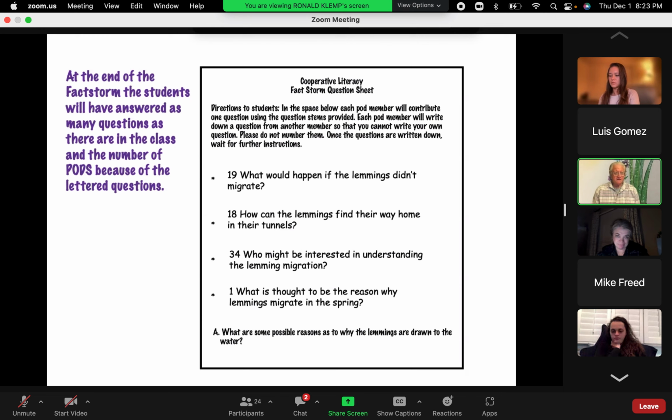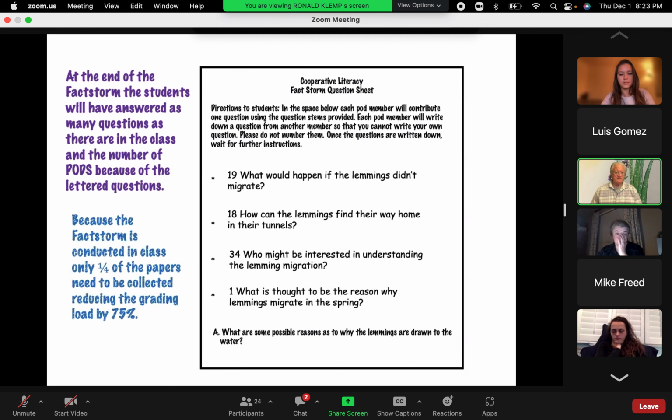The other thing is, because it's an in-class activity, not dependent on somebody taking it home, I can say to the class, all right, on my number 3s, I want you to write the names of the people who are present in your pod today on your own paper, and I will only collect your paper to represent the entire pod. So because the fact storm is conducted in class, only the quarter papers need to be collected, and they can reduce your grading load by 75%.